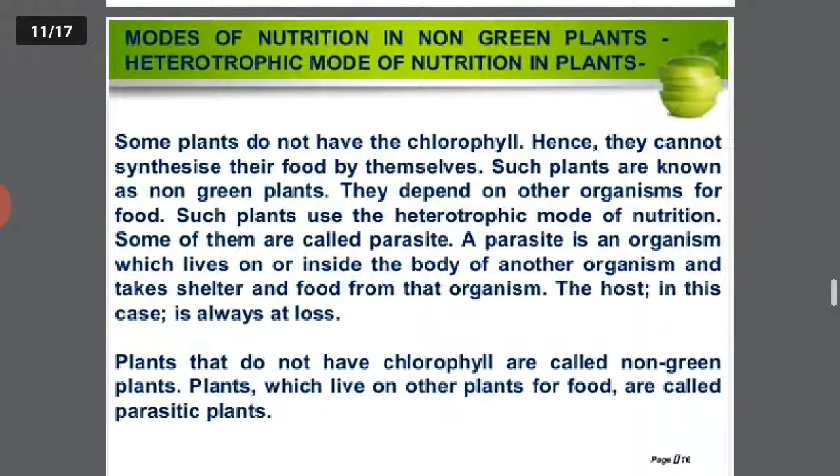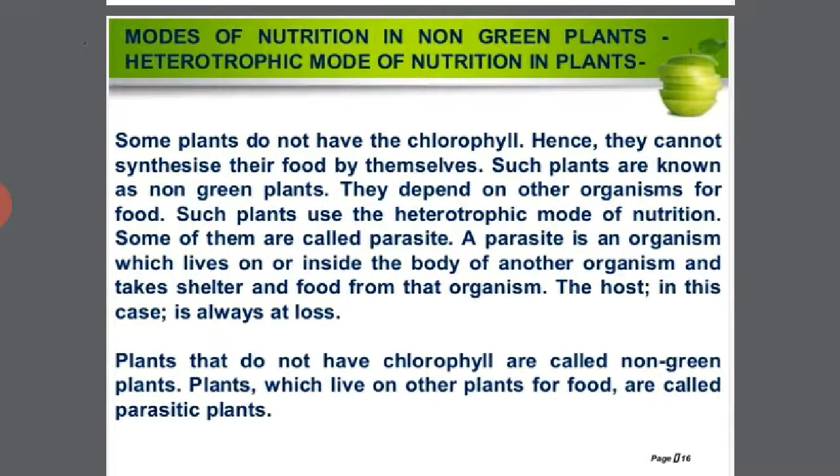Mode of nutrition in non-green plants, or heterotrophic mode of nutrition in plants. Some plants do not have chlorophyll, so it is quite interesting to know how they prepare their food. For their food they depend on other plants. Hence, they cannot synthesize their food by themselves. Such plants are known as non-green plants. They depend on other organisms for food. Such plants use the heterotrophic mode of nutrition.